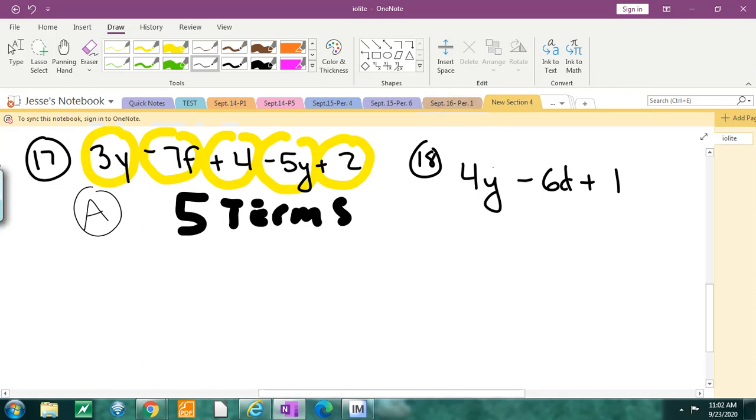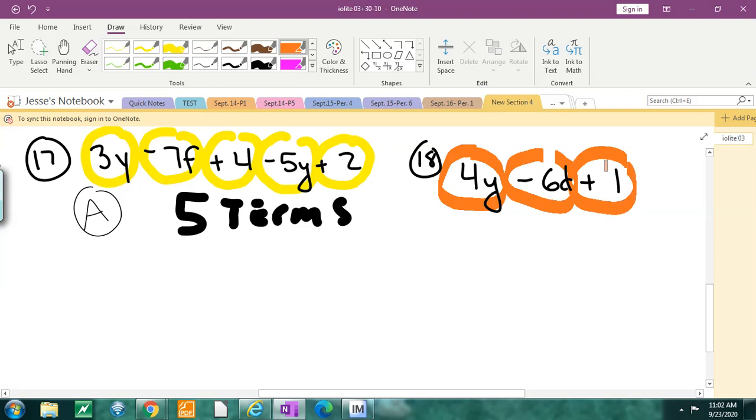All right, so the next one is again, how many terms? How many terms are there? We got 4y, we got negative 6d, and we got positive 1. So how many do we have? Oh, 3. Very good, sir. So 3 terms. All right? So 17 and 18, we're done. Pretty good. 19, 20.